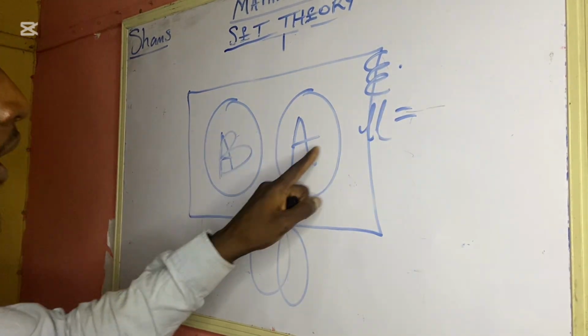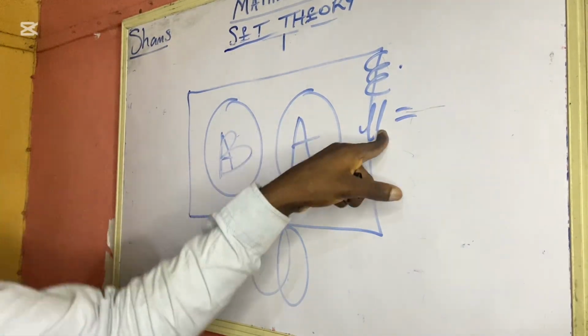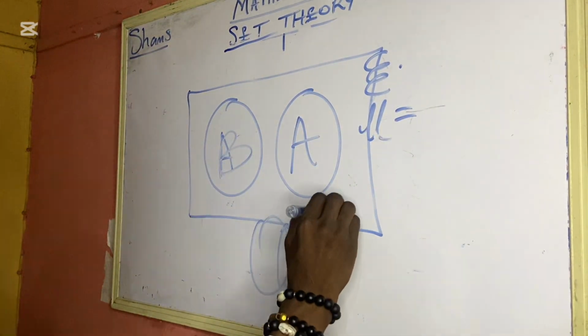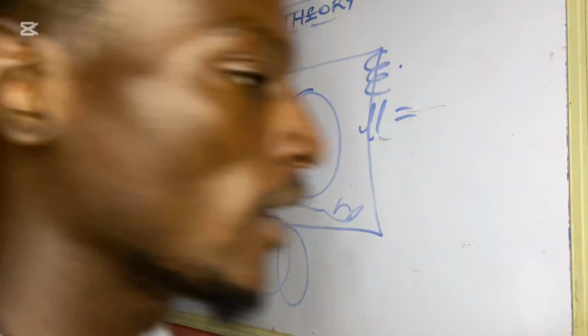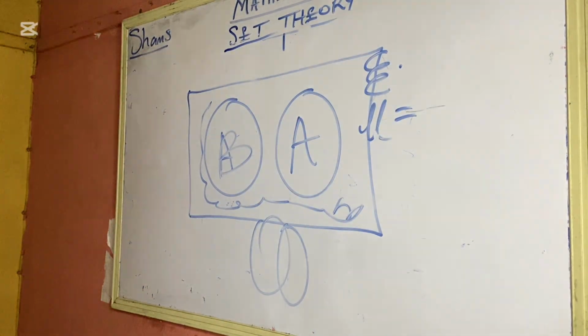Now, if there are some elements that are in the universal set but not in A and B, they will keep walking around in the what? In the bracket, but they will not enter into the sphere. Watch out for it. I'll be posting it next. Thank you.